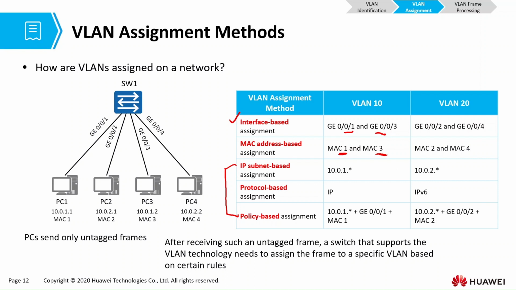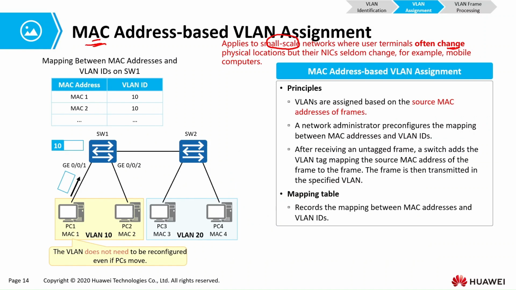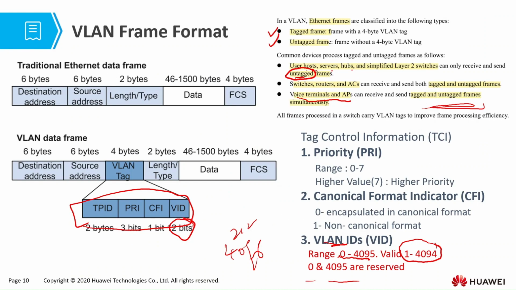The interface you connect to processes only untagged frames. Remember we mentioned this at the beginning? Now you can link it all together. User hosts, servers, and hubs most of the time send untagged frames, and now you add one more thing: they send out via the access interface. So whenever you have a switch, the interface which you connect to the end user terminals or user hosts, you assign as an access interface.